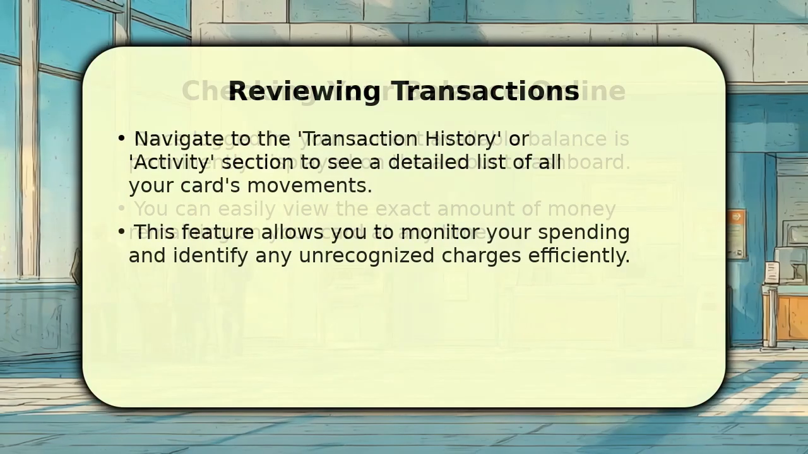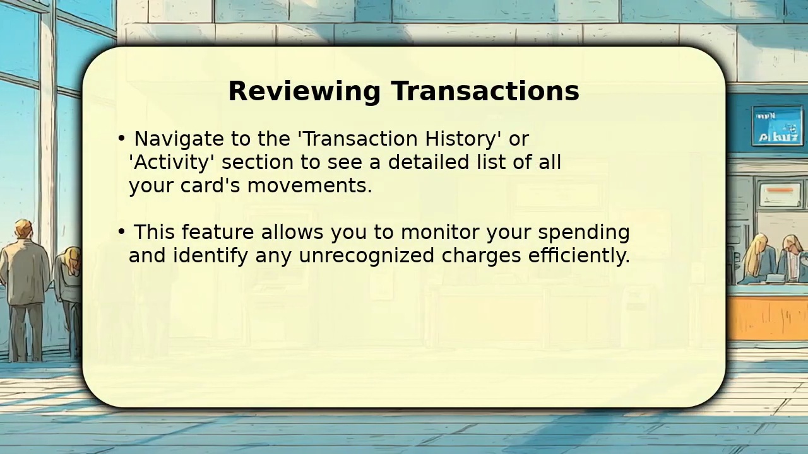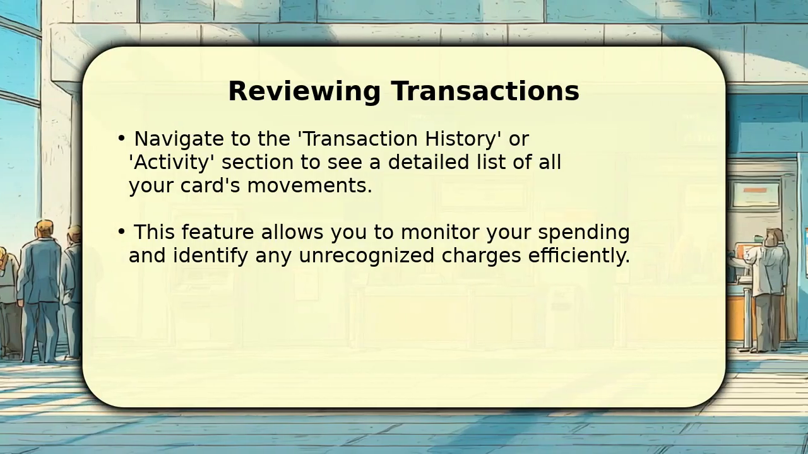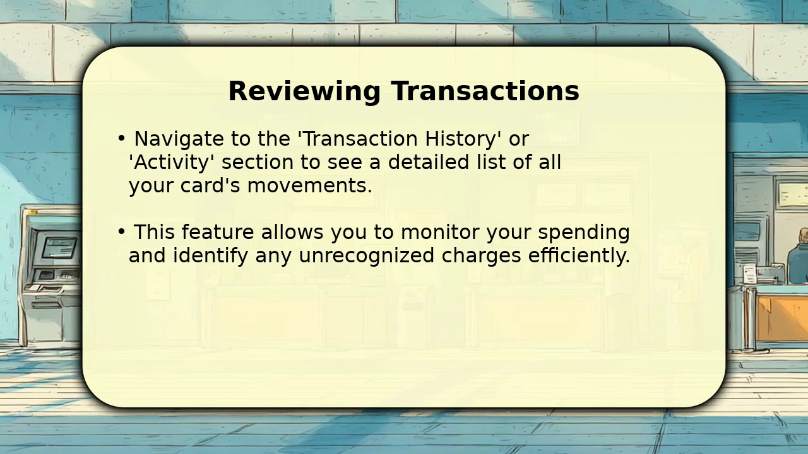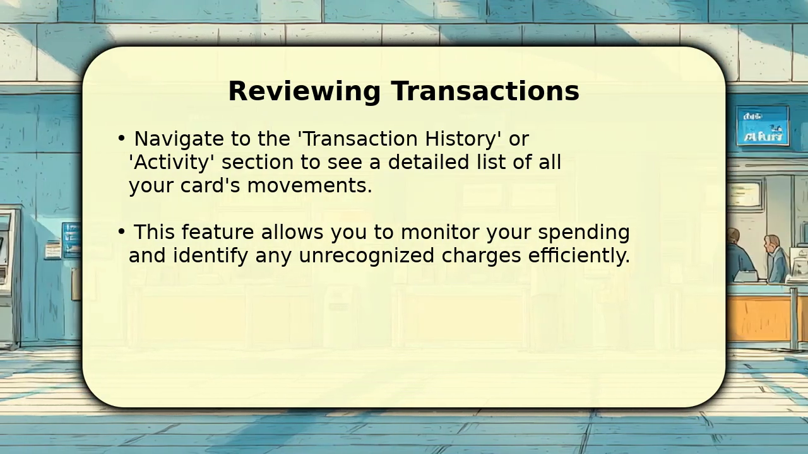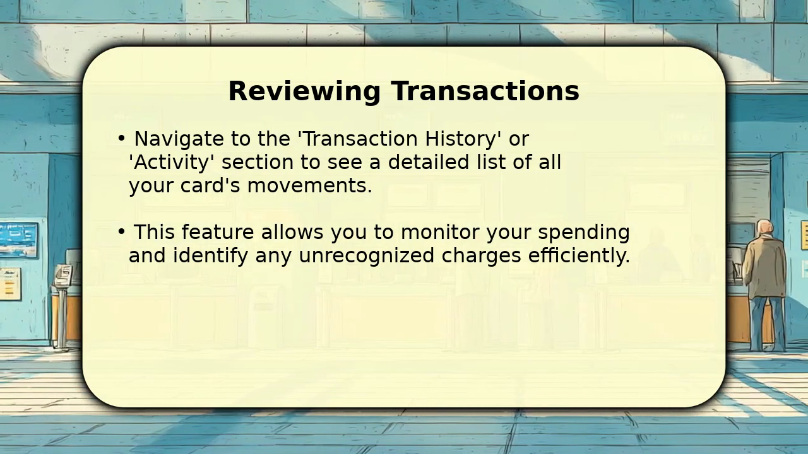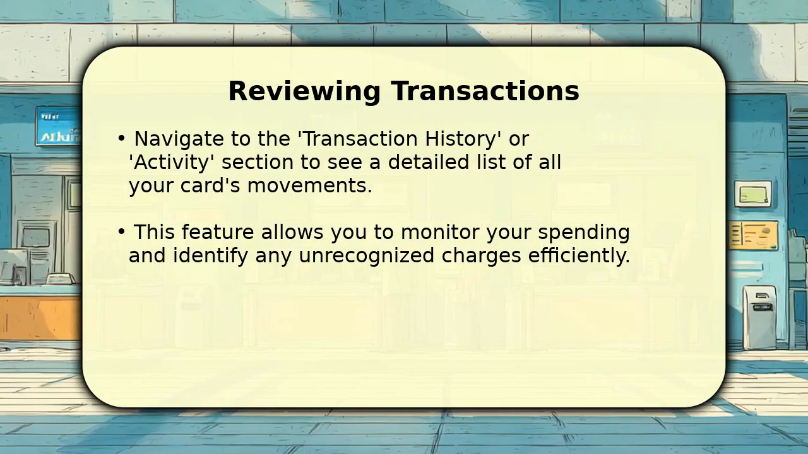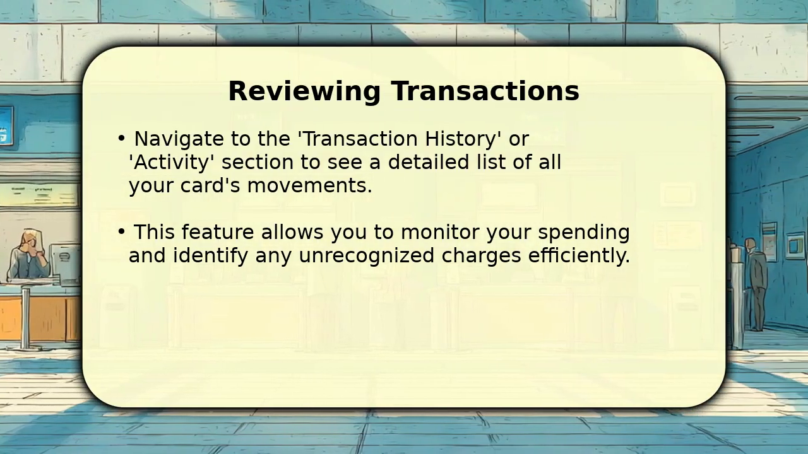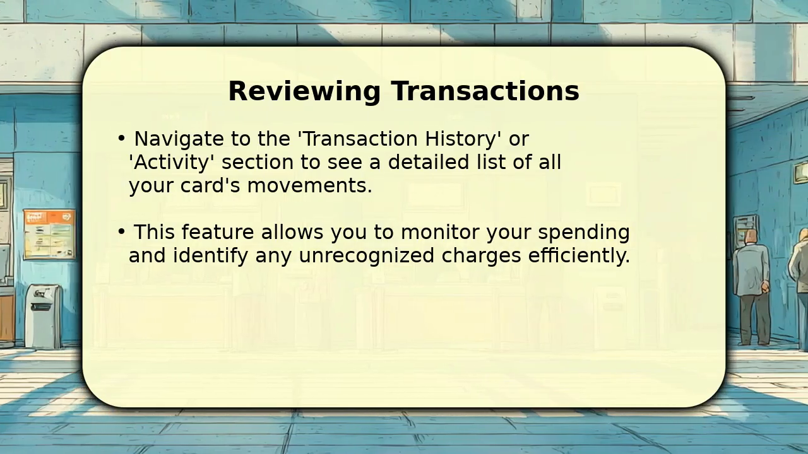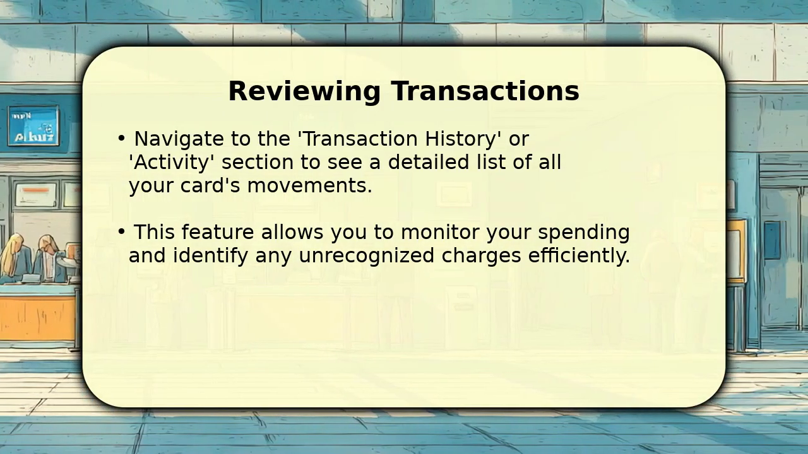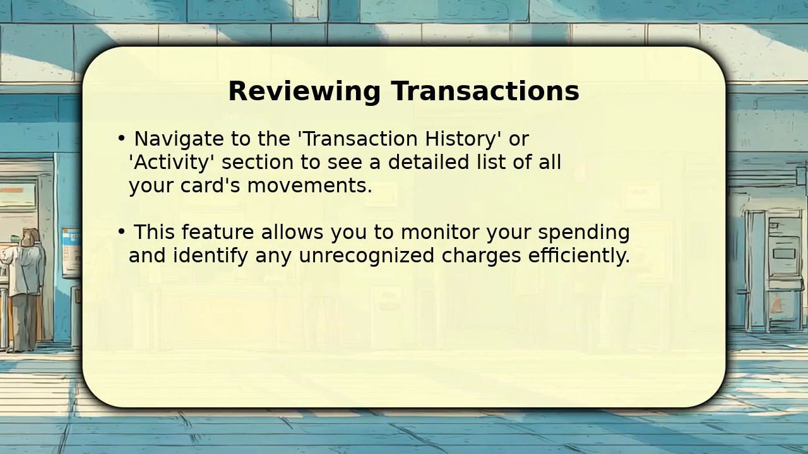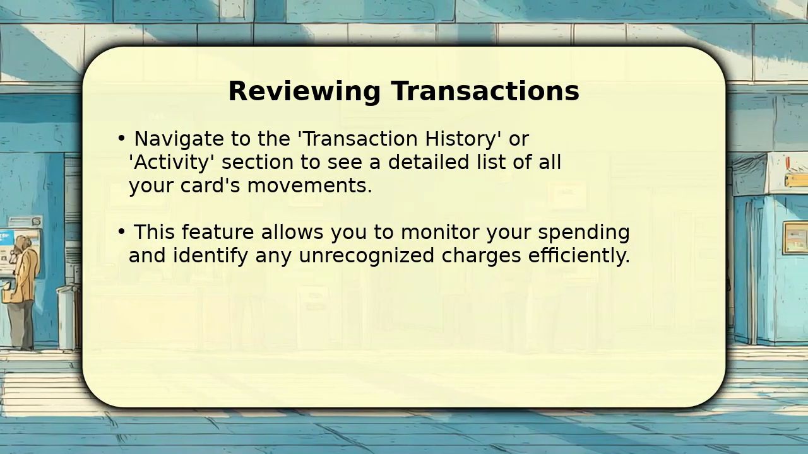Reviewing your transaction history online offers valuable insights into your spending habits. Within your account, simply click on the Transaction History tab to view every purchase and deposit made with your card. You can usually sort these transactions by date or type, making it easier to track your expenditures. This detailed record helps you budget effectively and quickly spot any unauthorized activity, ensuring your financial security.